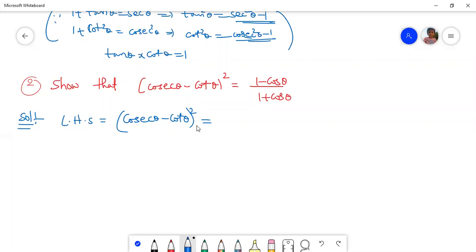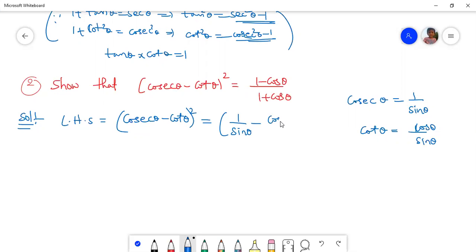We can express the terms in sin theta and cos theta. Take the ratios: cosec theta equals 1 by sin theta, cot theta equals cos theta by sin theta. Just take these ratios in the LHS in the place of cosec theta and cot theta. The ratios can be converted into cos and sin. So it is 1 by sin theta minus cos theta by sin theta whole square.